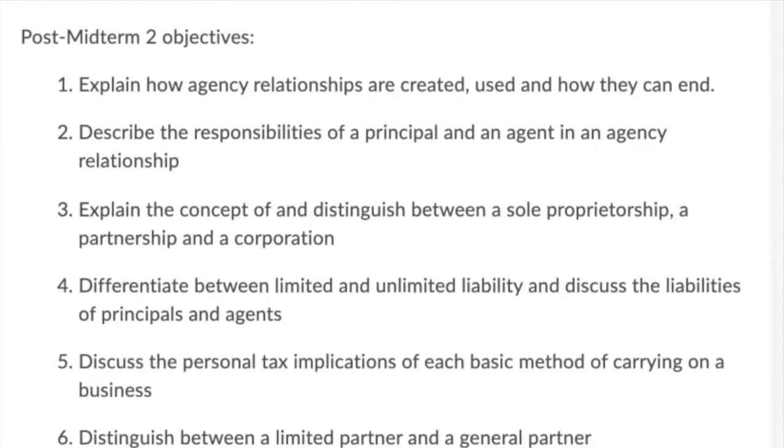Explain the concept of, and distinguish between, a sole proprietorship, partnership, and a corporation. So when we're talking about this, we're talking about really the 3 forms of business setup. You need to be familiar with the methodology for a sole proprietorship, partnership, and a corporation, and the general pluses and minuses, the advantages, disadvantages, some of the concerns, the processes, and why people would pick one over the other.